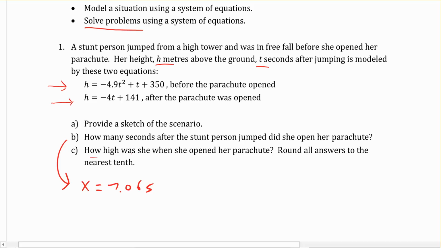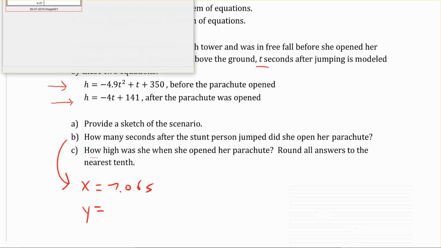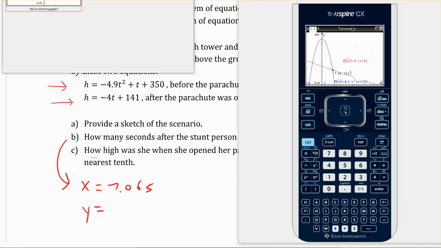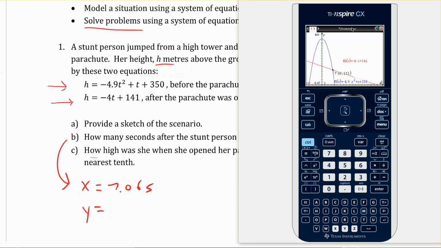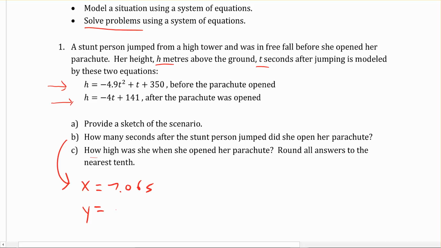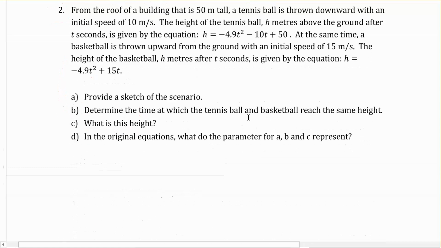The last one says, how high was she when she opened her parachute? So we can just look at the y value there, right? The y value in our graph, whoops, wrong one, was 113. So 113 meters. Okay, so that's it for that one. Make sure you make a little sketch there too.